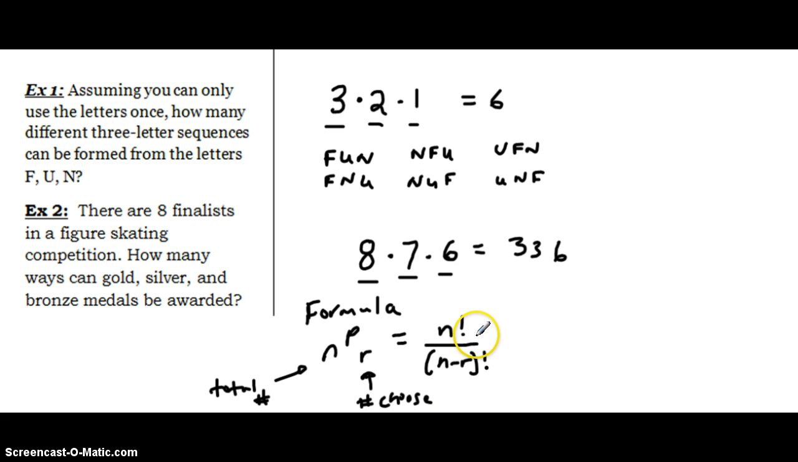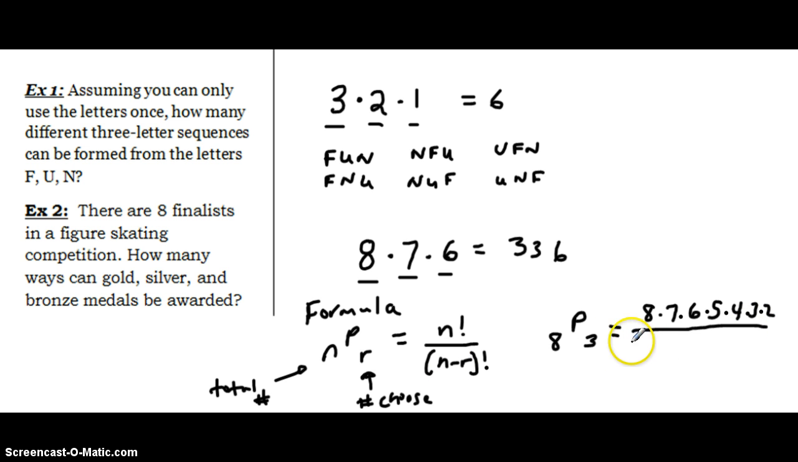Now if you remember what n factorial means, let's first plug in, it'll probably make the most sense. Let's plug in this question. So if we have 8 total finalists, so we have 8, and then we're going to choose 3. So n factorial, remember, is 8 times 7 times 6 times 5 times 4 times 3 times 2. So 8 factorial means you would multiply 8 and then count down, subtract 1 each time.